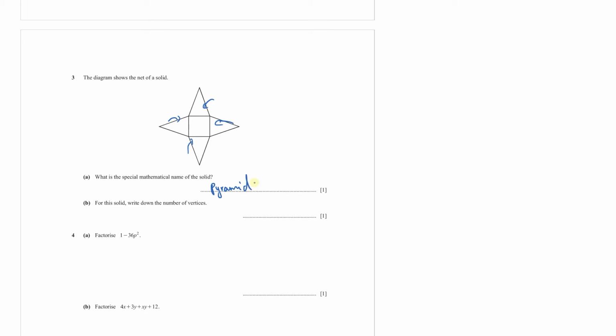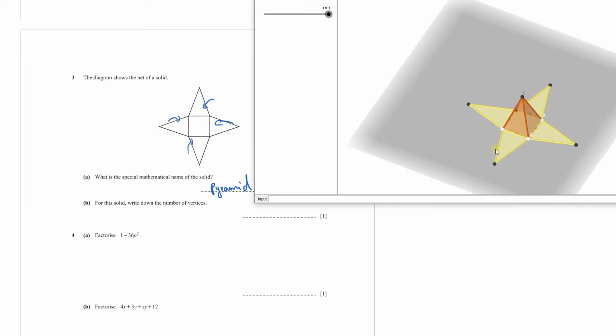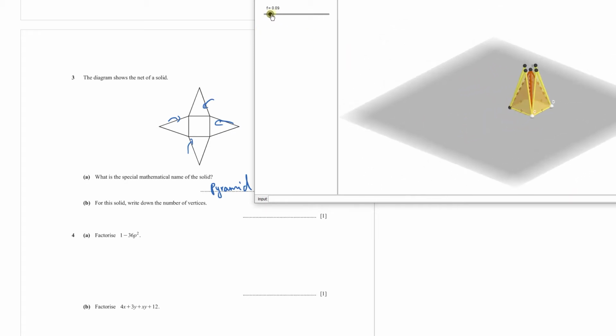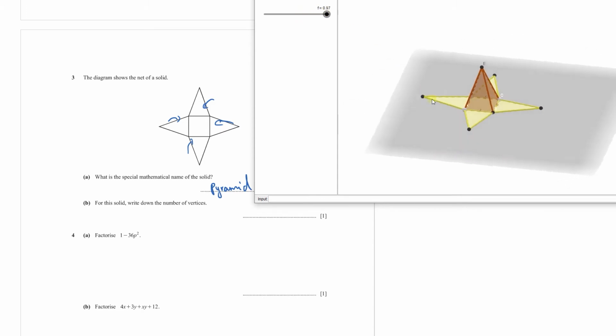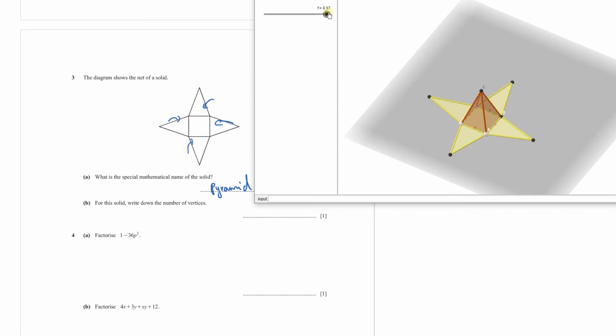So let me actually show you this animation as well. So you have this same net that I have shown here. And if you look at it in 3D, this is a net of a pyramid. So how does it form a pyramid? If you fold these triangles back up, you get a pyramid with a square base. So you can open this net back as well. It will look like this. And then once you close the net, you get a pyramid in 3D.